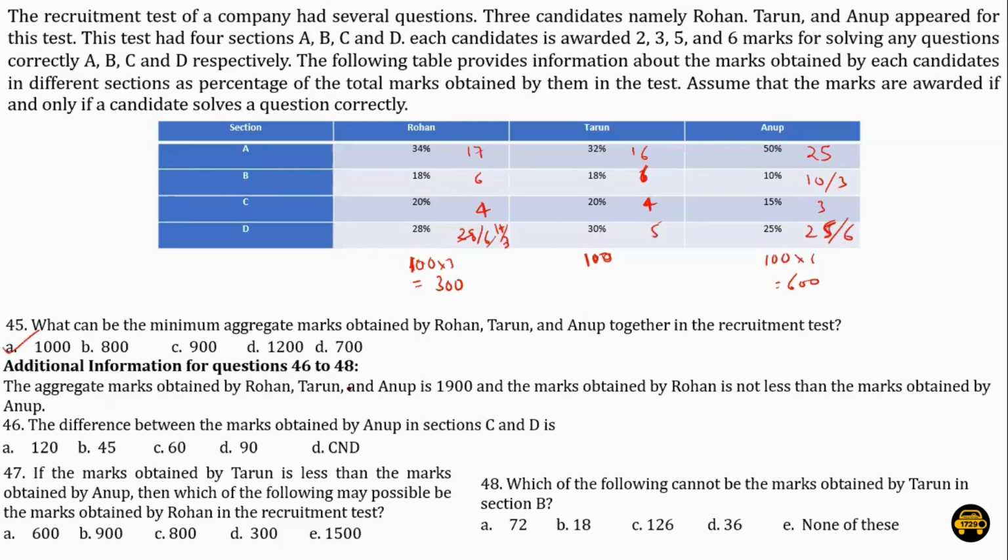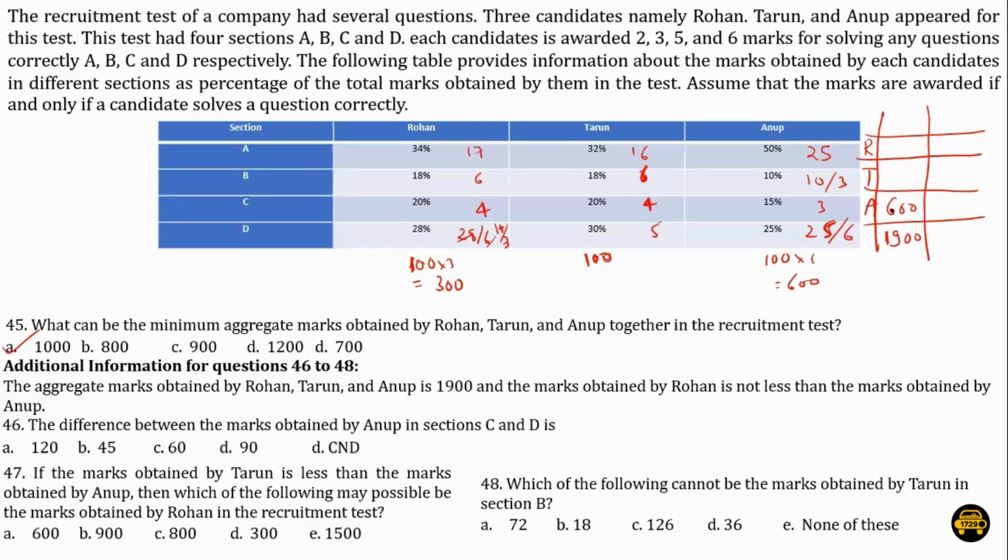Now, let's have a look at the additional information. The aggregate marks obtained by Rohan, Tarun, and Anup is 1900. And marks obtained by Rohan is not less than marks obtained by Anup. Okay, so the total score they are getting is 1900. Rohan, Tarun, and Anup. So let's find out the possibility of getting 1900 on the basis of these scores. And we know that Rohan did not get less marks than Anup. Okay, so Anup's score is, let's say 600. Let's make cases. We have to find out the total, put the total as 1900 as given in the additional information.